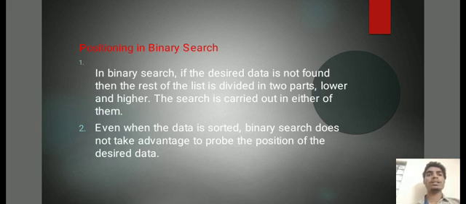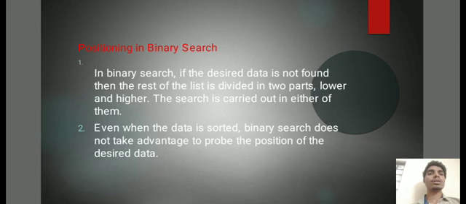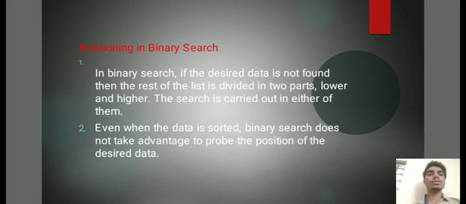Positioning in binary search. In binary search, if the desired data is not found, then the rest of the list is divided in two parts, lower and higher. The search is carried out in either of them. Even when the data is sorted, binary search does not take advantage to probe the position of the desired data.